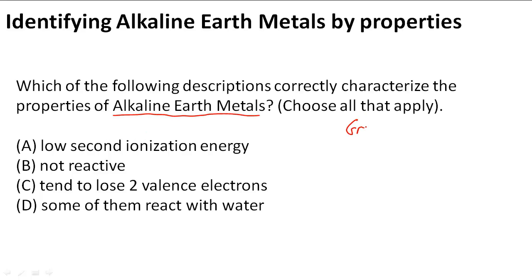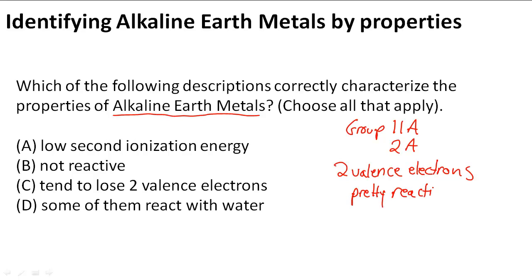So we already know that alkaline earth metals are in group 2A of the periodic table. They have 2 valence electrons, which they try to give up most of the time. They're pretty reactive, less reactive than alkali metals, but pretty reactive. So I'm going to say pretty reactive. And that's a good deal about what we know. So let's take a look at these properties and see if any of them match.